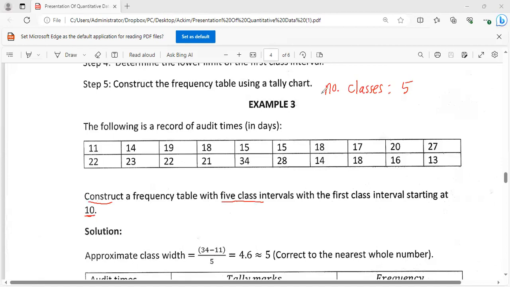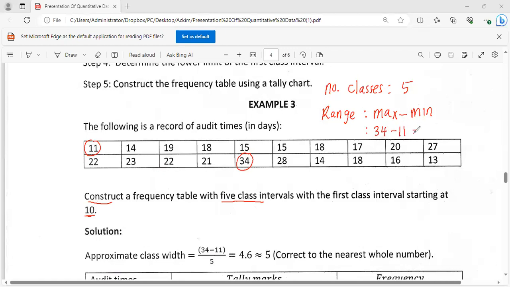So the first thing that you do, having the number of classes, is to find what is known as the range. The range is the maximum observation minus the minimum. So we look for the biggest figure that we have. Which one is the largest number? It is 34. So 34 is the largest, and the smallest? 11. So the range in that case will be 34 minus 11.